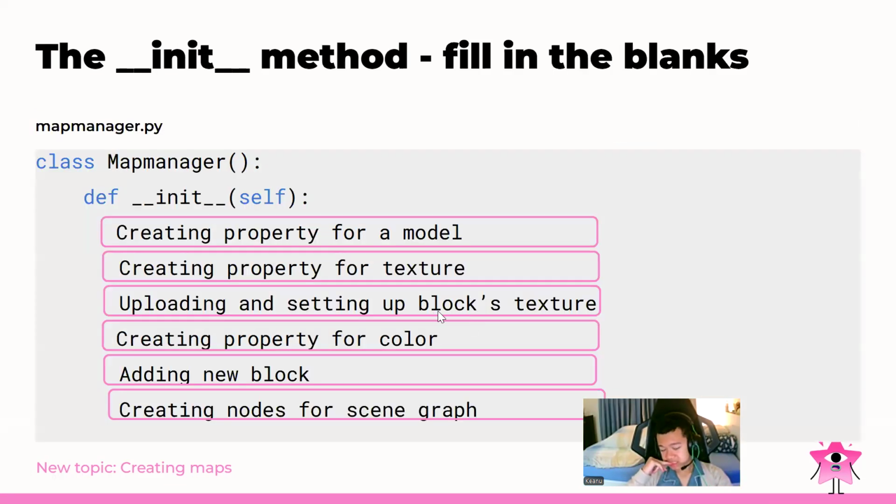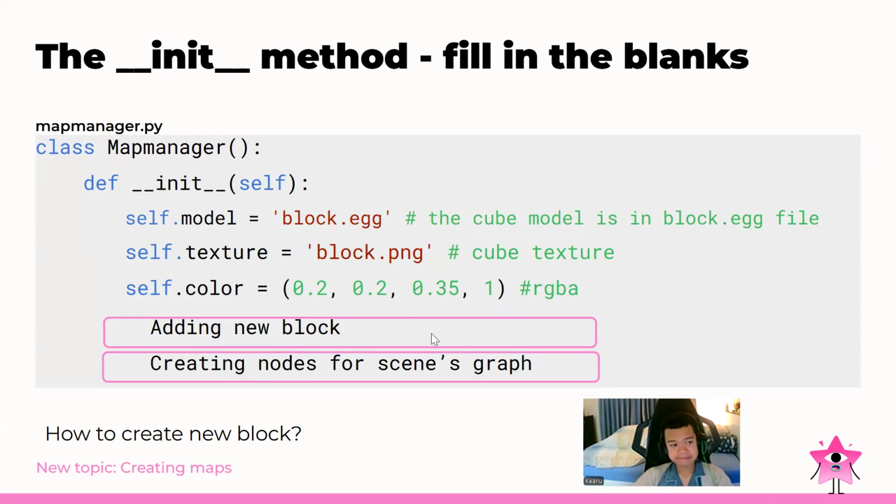And then for the init method, we will try to fill in the blanks. As you can see, we will try creating a property for the model and a property for the texture. So we set block.tgg for the model. For the texture, we can set block.png. For the color, we can set 0.2, 0.2, 0.35, and then 1, which is RGBA.